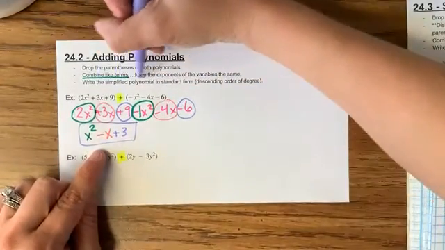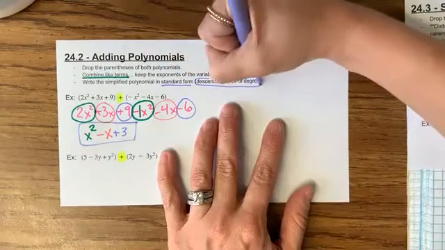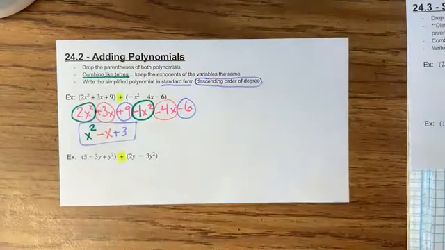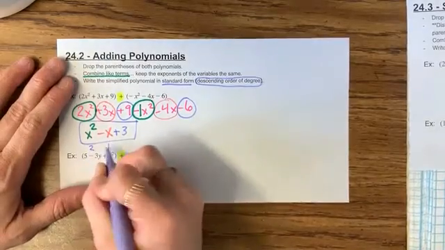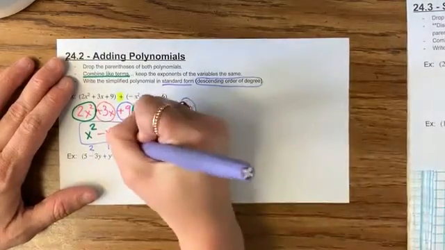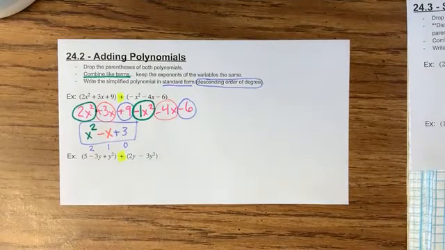It says write the simplified polynomial in standard form, which was descending order of degree. What's the degree of the first term? 2. What's the degree of the second term? What's the degree of a 3? 0. So that is in standard form. Those are the degrees. That's all we're doing for adding.